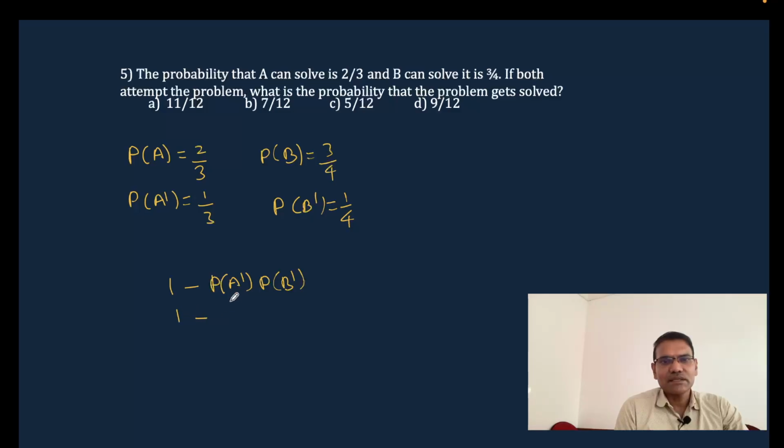1 minus this value is 1/3 and this value is 1/4. Now this result will be, by cross multiplication, 12 into 1 minus 1, that is 11 by 12. This is the probability that the problem gets solved. Okay. Now the answer is option A.